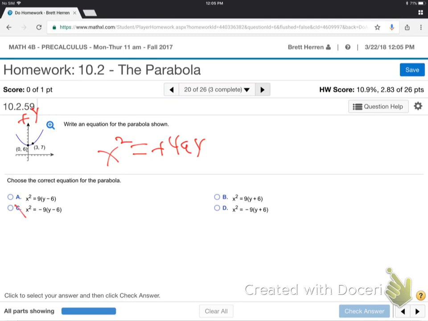So, for C, for D, because they have minus signs, that'd be down. That's not right. This one's going up, isn't it? So, two of them are out. So it's either A or B. And we can find it by, what's the center? Right here, 0, 6. So opposite of 0, that's just 0. Opposite would be minus 6. Remember opposite? Minus 6. A, done.